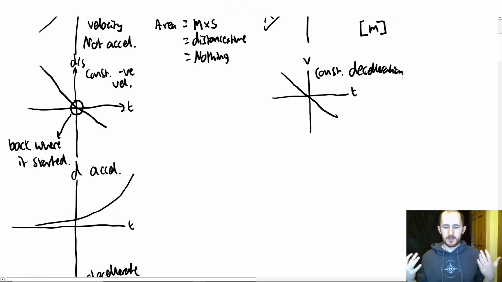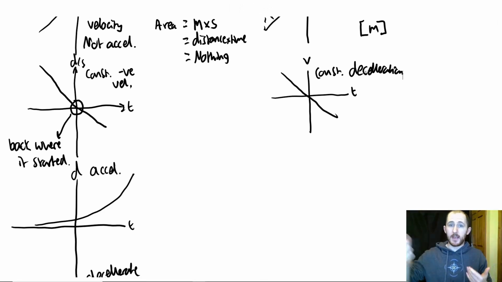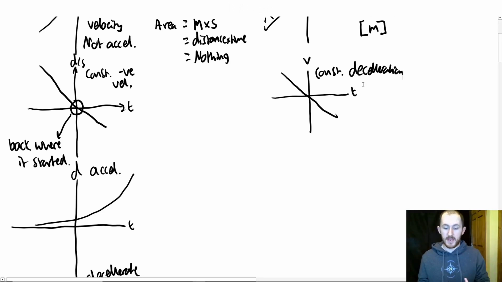So again, because we're used to cars, when cars slow down we say they're decelerating, when they're speeding up we say they're accelerating. In actuality, in both cases, they are accelerating, right? It's just that in one case the acceleration is negative, the other case is positive. Deceleration is just negative acceleration, which is still acceleration.